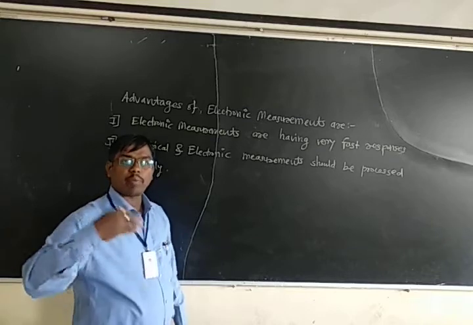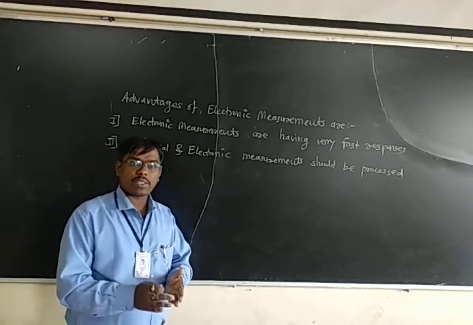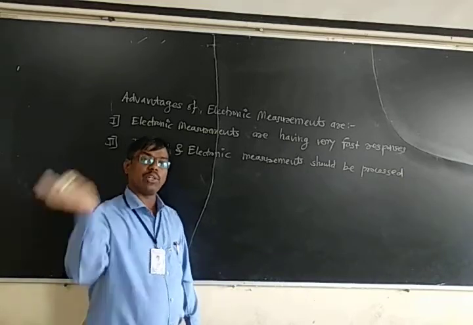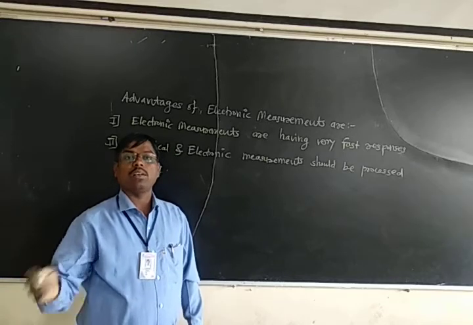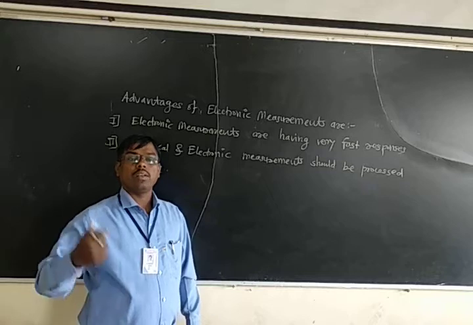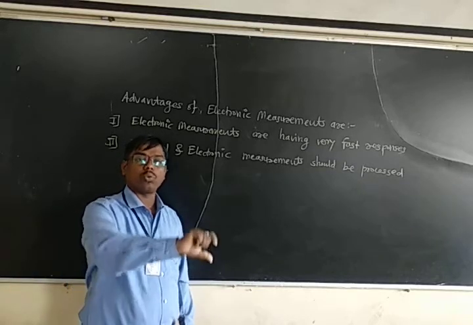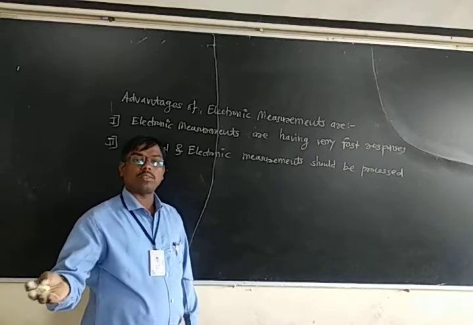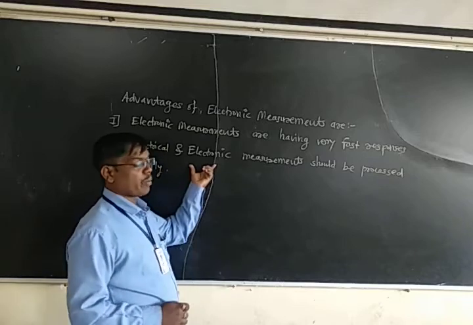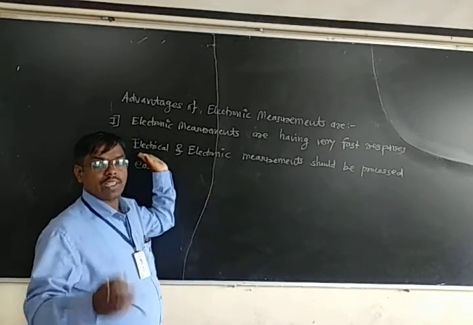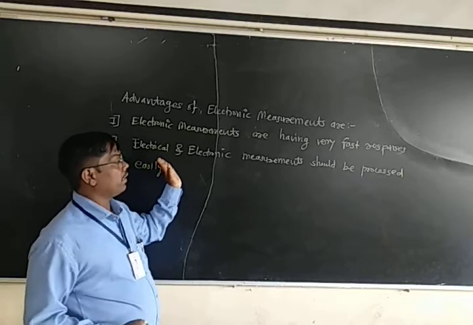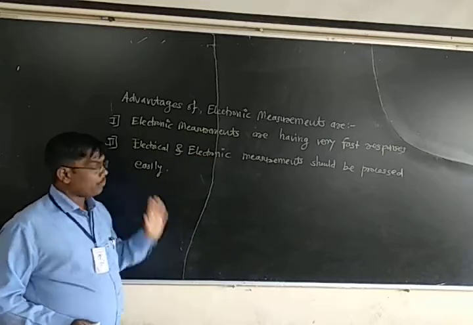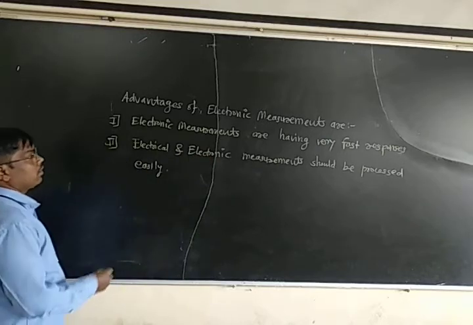It means we can amplify that signal, compress that signal, integrate that signal, and convert electrical signals into electronic or electronic signals into electrical. The current quantity can be converted into voltage form, the voltage form can be converted into current form, or we can shift the frequencies of that particular parameter. The signals coming from that measurement can be easily processed with the help of electronic measurements. So this is another advantage of electronic measurements.